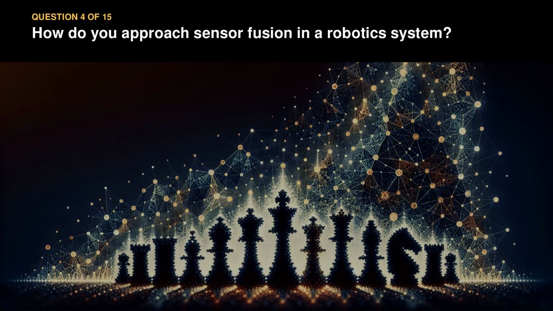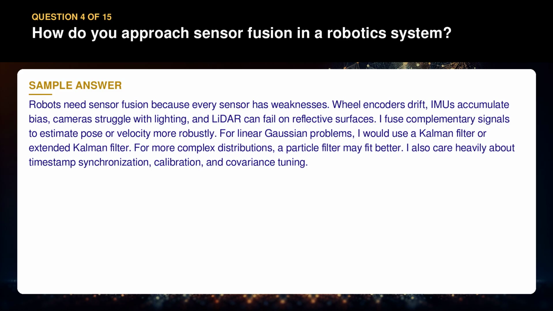Question 4. How do you approach sensor fusion in a robotic system? Robots need sensor fusion because every sensor has weaknesses. Wheel encoders drift, IMUs accumulate bias, cameras struggle with lighting, and LiDAR can fail on reflective surfaces. I fuse complementary signals to estimate pose or velocity more robustly.